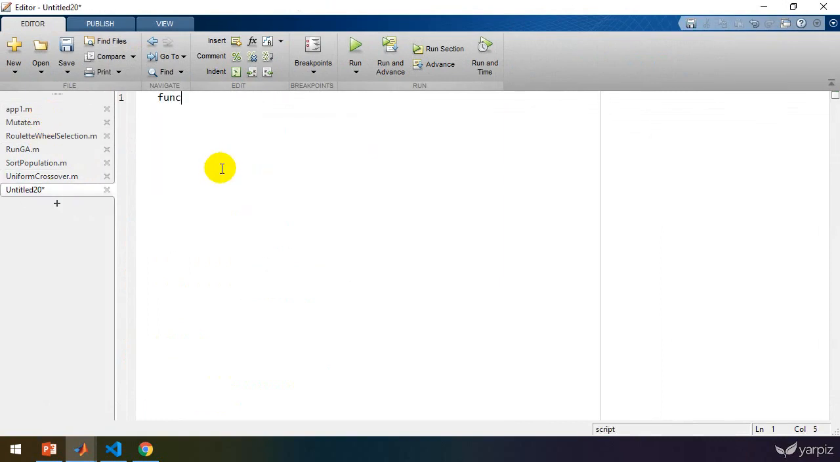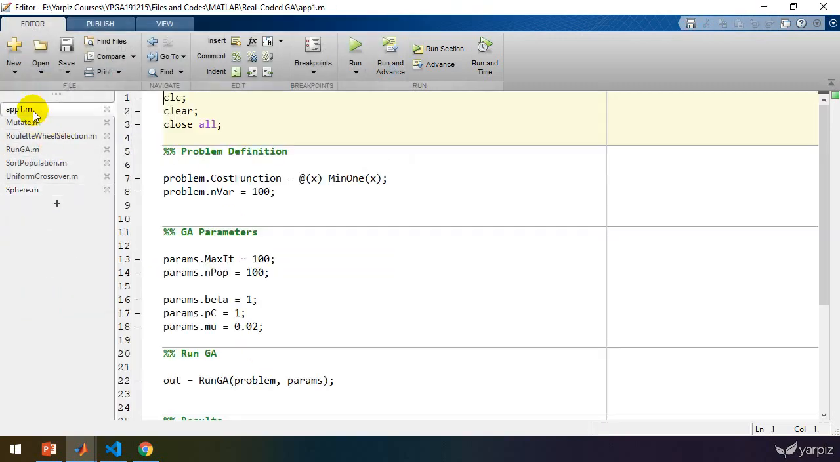First of all, let's implement the sphere function. The return variable is z, and we have a sphere here which accepts a single parameter named x, and we're going to return the summation of squared versions of the elements of x, sum of squares, as the output. And let's save this. We defined our problem. Let's change this here. The cost function is a function of x which returns sphere x.